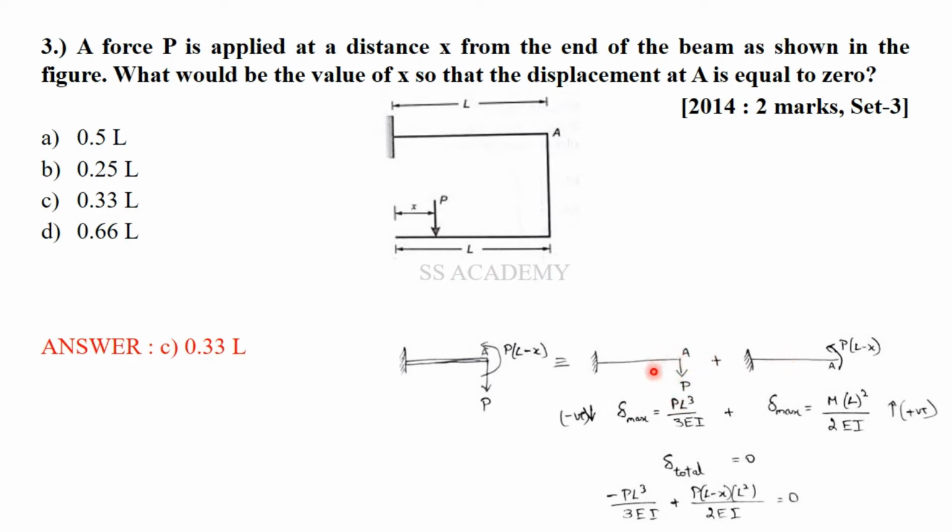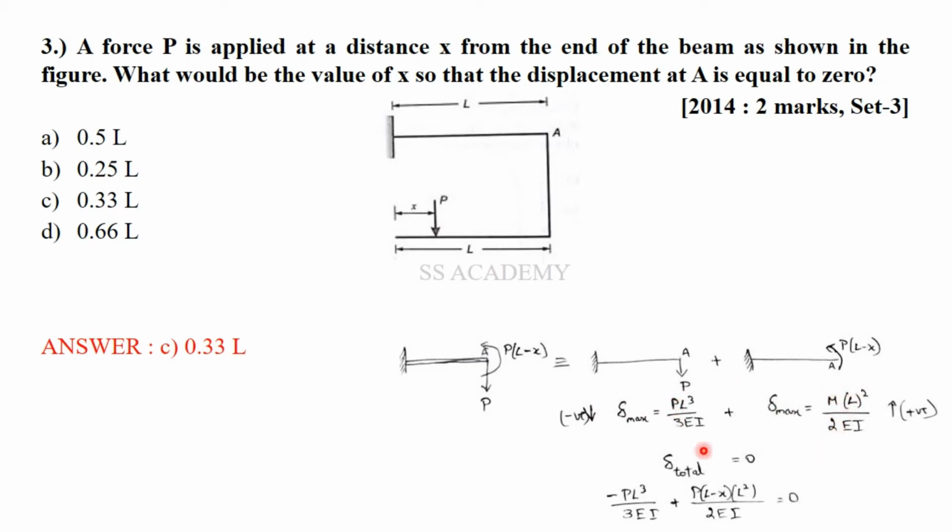Here you can see the maximum deflection due to this point load and the maximum deflection due to this particular moment is equal to 0. They have said displacement at A. Why are we taking maximum deflection? We know that in a cantilever beam, the free end will always experience maximum deflection. So del max is equal to PL cubed by 3EI and del max is equal to ML squared by 2EI.